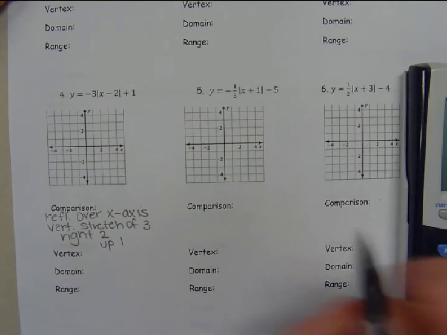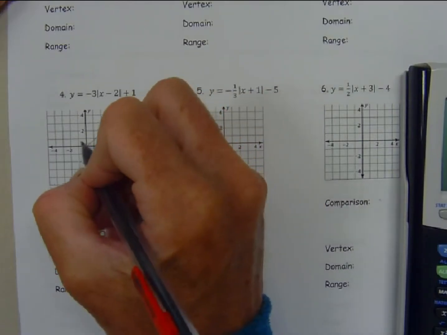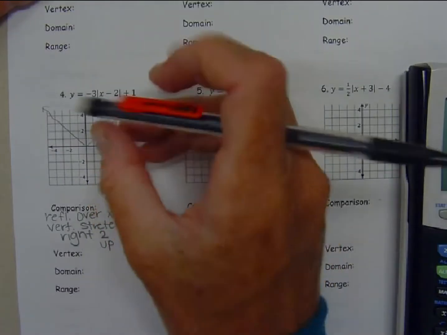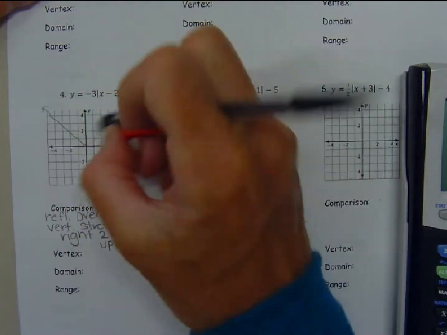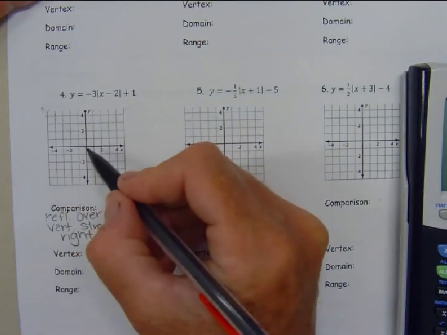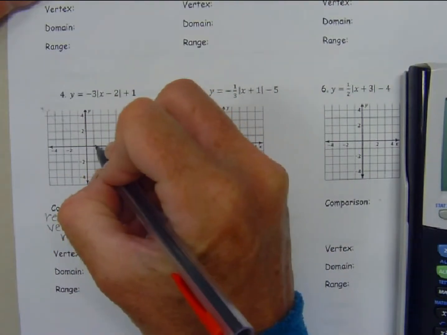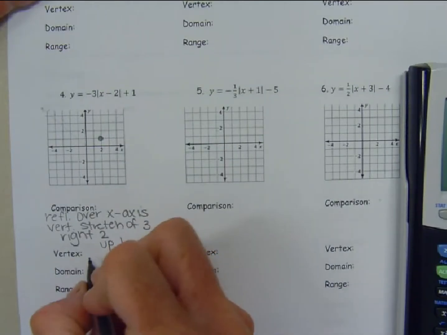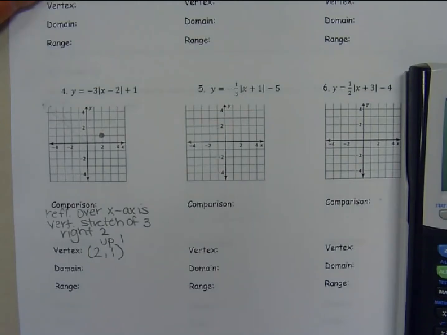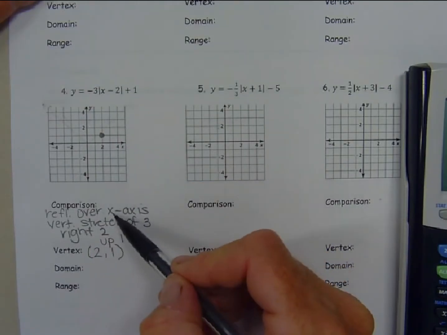So normally, I'm just going to kind of roughly sketch. Normally, our parent function looks like this. So what you can do is then get the vertex right away by doing these things to it. A reflection and a stretch do not move the vertex, but this does. So my vertex always starts at 0, 0. So to get my new one, I am going to then move this 0, 0 vertex right 2, up 1. So my vertex is at 2, 1. Okay, now to get the graph, I actually know that it's going to open down.